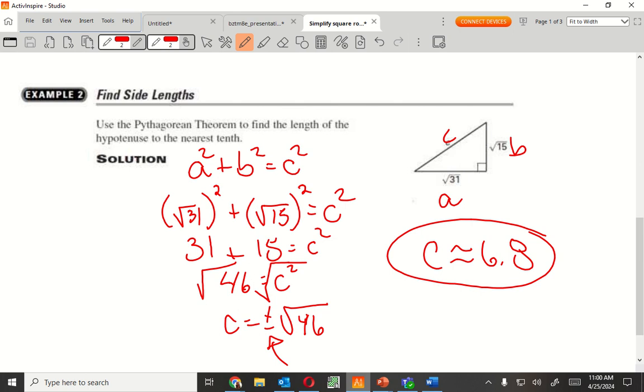I would go to 15, sir. How do I get 15? What happens here? What happened to the square root? Oh, yeah. Okay. All right, so let's look at the next one then.